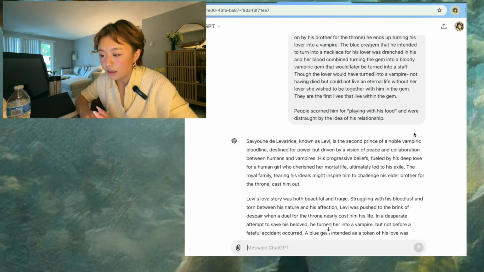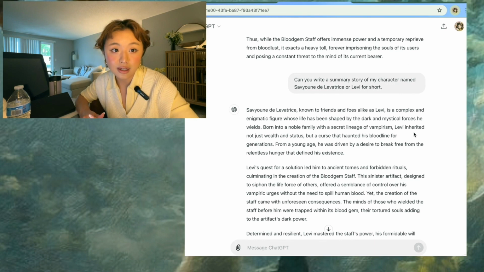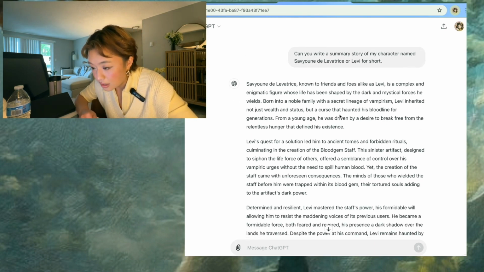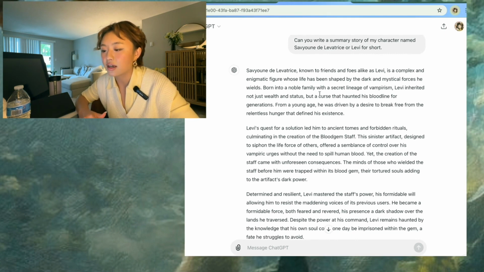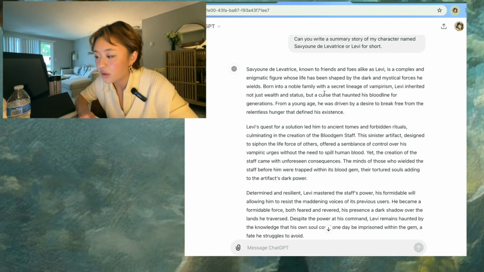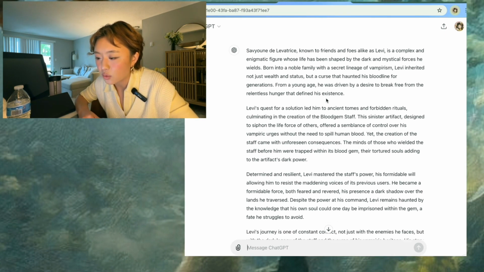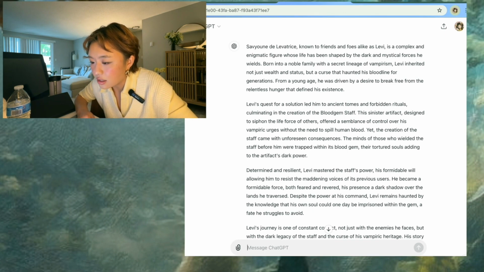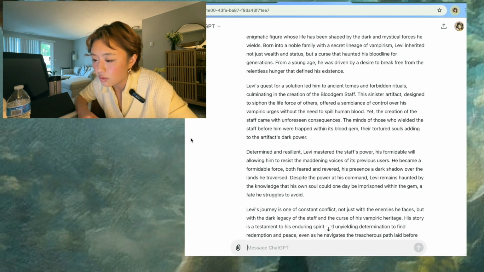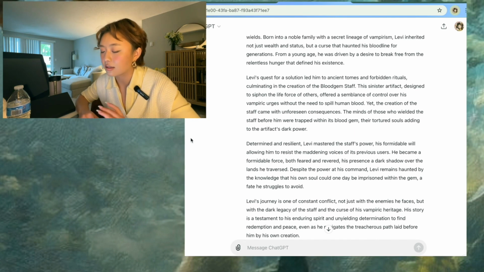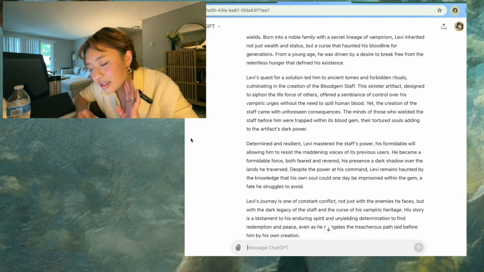I think I really like the very first story that it created, which is: the Scion de Levitrice, known to friends and foes alike as Levi, is a complex and enigmatic figure whose life has been shaped by the dark mystical forces he wields. Born into a noble family with a secret lineage of vampirism, Levi inherited not just wealth and status, but a curse that haunted his bloodline for generations. From a young age, he was driven by a desire to break free from the relentless hunger that defined his existence.